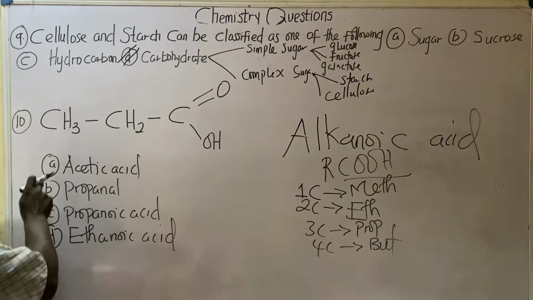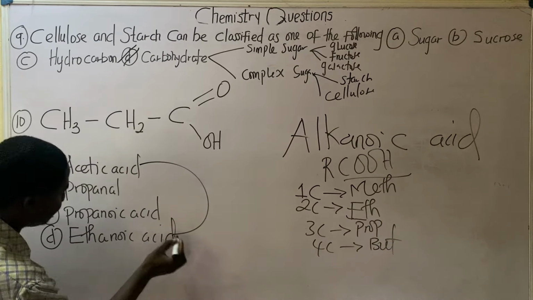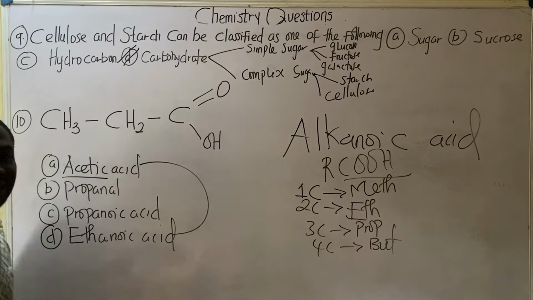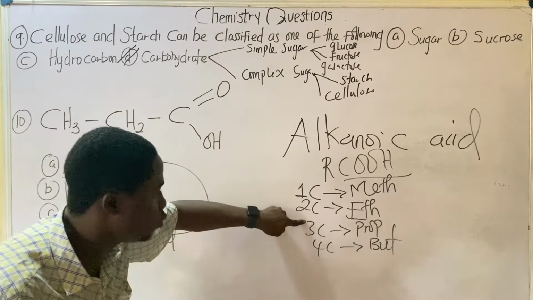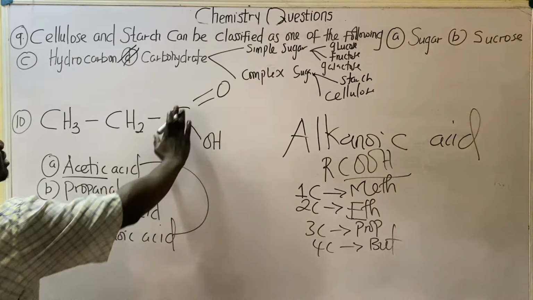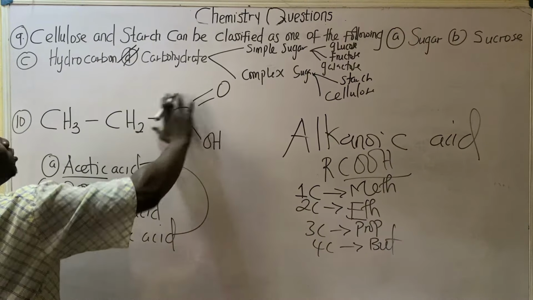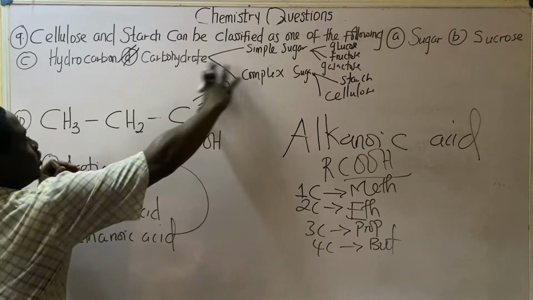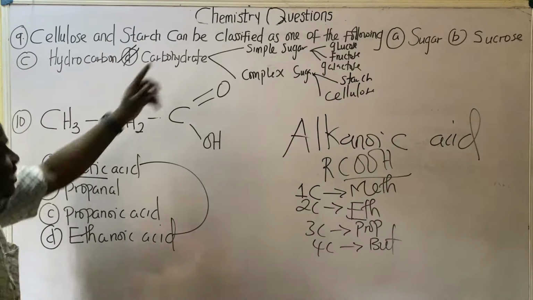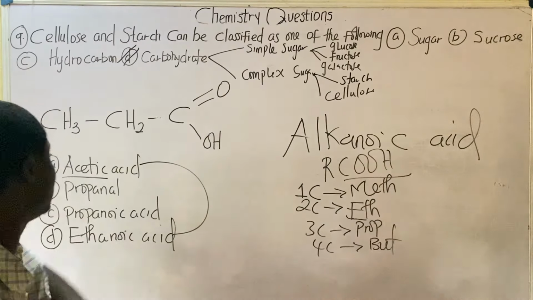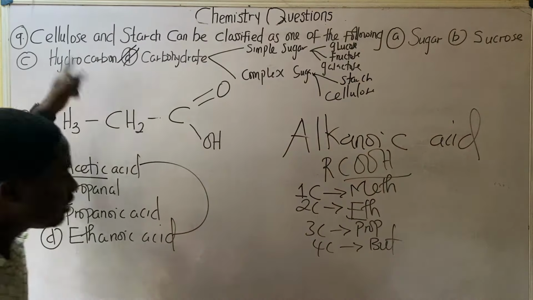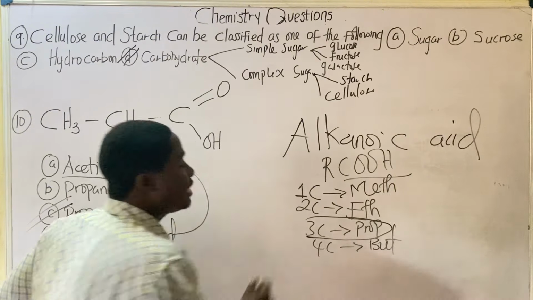Funny enough, option A and option D are the same. Acetic acid is the same as ethanoic acid. Ethanoic acid is an alkanoic acid with 2 carbons. So let's say, for instance, we had just 2 carbons here, 1, 2, and the functional group. Definitely it should be ethanoic acid. But now it has 3 carbons, so definitely it's propanoic acid. You can see this is propanoic acid.